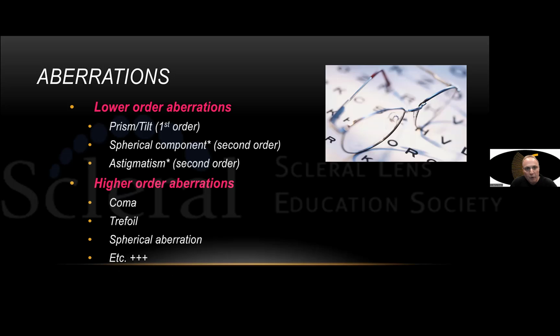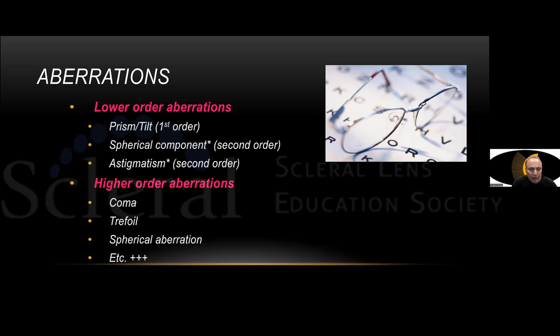Now, low order aberrations, predominantly as they relate to us clinically, are the spherical component, meaning myopia or hyperopia, and astigmatic error. These are what are called low order aberrations. Yes, there's something called prism and tilt, first order aberrations, where the sphere and cylinder are second order aberrations. But truly, clinically, it's the spherical and astigmatic components that we're all very familiar with in dealing with on a day-to-day basis.